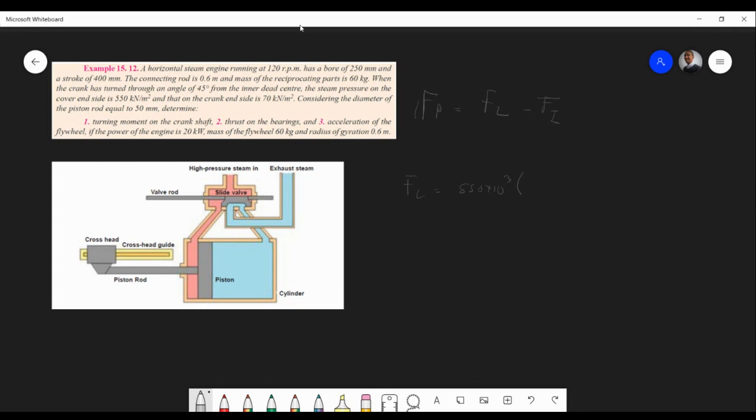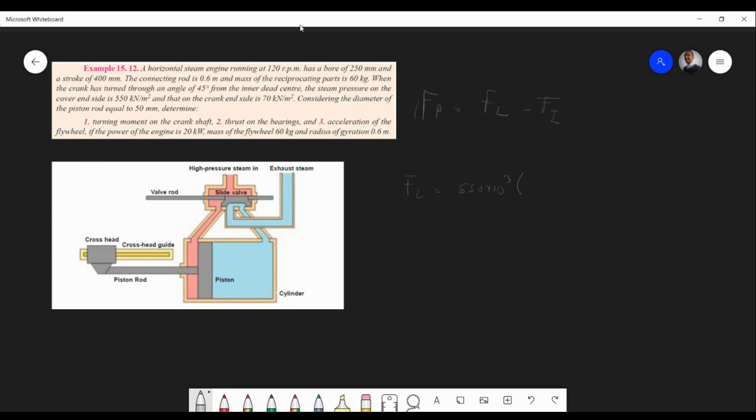I think they give us one dimension. It has a bore of 250, if I'm correct. So let me just make sure. Oh, so they say, let me just be sure. The steam pressure on the cover side is 50, and on the crank side it's 70, considering a piston rod diameter equal to 50. So let me just see here. It's a bore of 250 and a stroke.